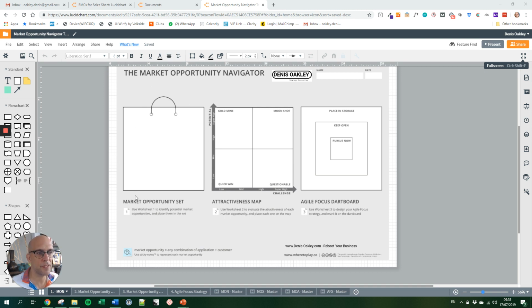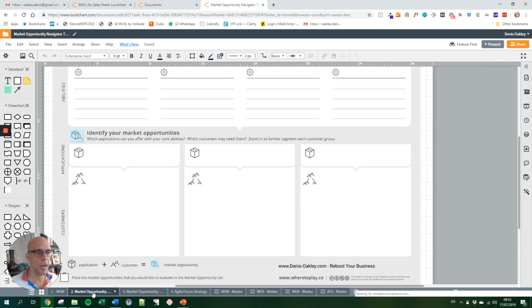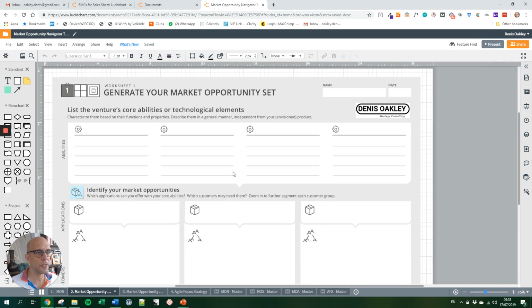Basically, there are three parts. There's the market opportunity set: what are the market opportunities that we're looking at? Secondly, there's the attractiveness map. Thirdly, where are we going to start off focusing? So let's get started, and we'll have a look at the market opportunity.